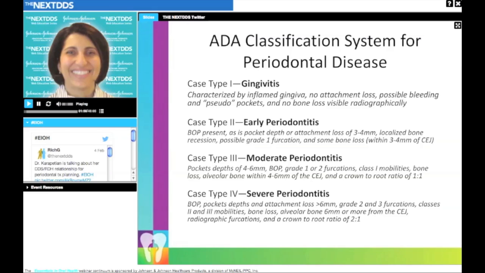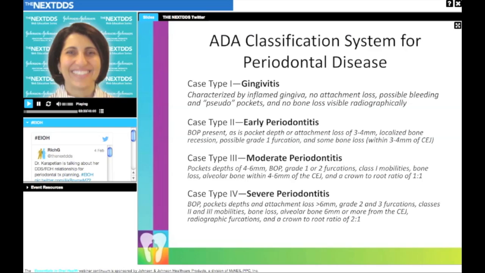So let's continue on. First, we're going to talk about the classification system. As you can see in front of you, there are 4 case types of how the ADA classifies periodontal disease. Now, this is not the diagnostic system that the American Academy of Periodontology uses. This is simply developed by the ADA, and it was initially devised so that we could easily communicate with the insurance companies.